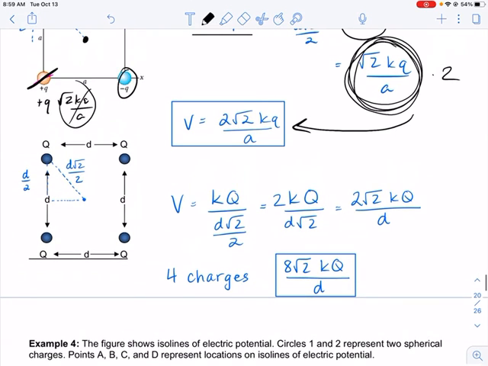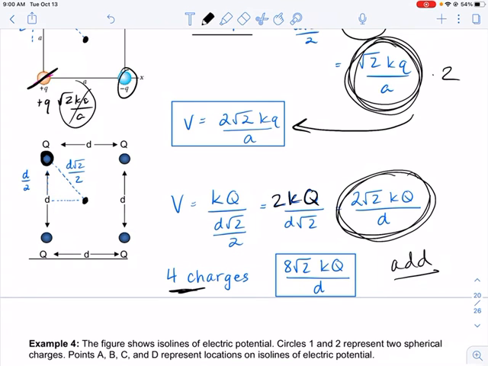Finally, in this last example, the potential created by one of these four charges would be kq over d times the square root of 2 over 2, which simplifies to 2kq over d times the square root of 2, and then simplifies again to 2 times the square root of 2kq over d. But there's four of these, and again, they add not as vectors, but simply as numbers. So if I add four of these charges together, I'll get 8 times the square root of 2kq over d.